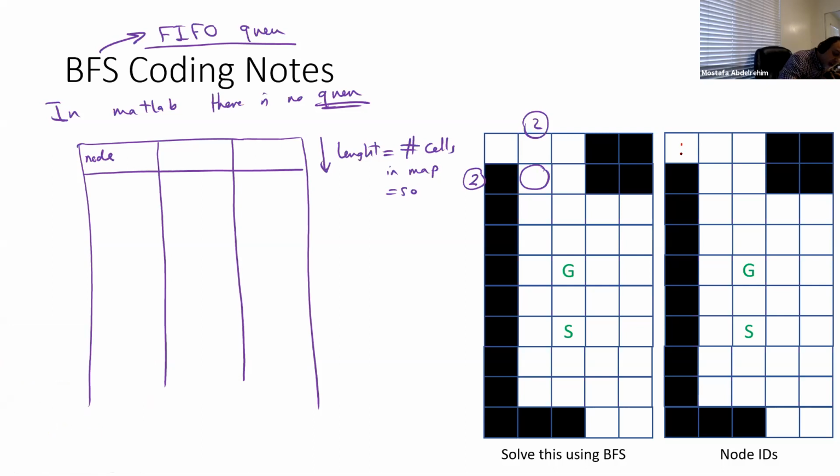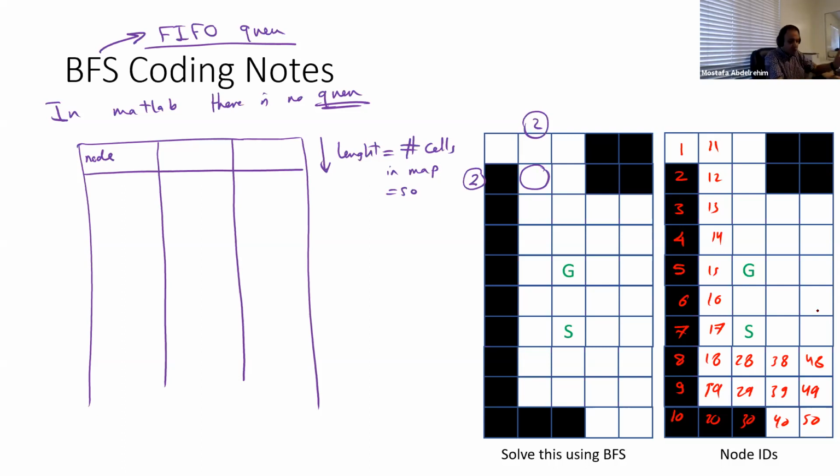Red, for example. 1, 2, 3, 4, 5, 6, 7, 8, 9, 10, 11, 12, 13, 14, 15, 16, 17, 18, 19, 20, 30, 40, 50, 29, 39, 49. This will be 28, 38, 48. Just to continue in that order. Okay, you will find that each cell has its own ID.